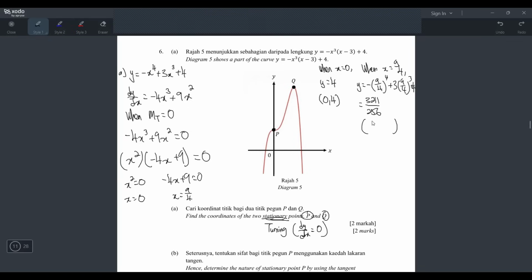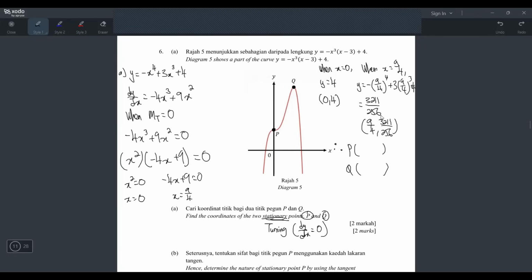So what is the second turning point? 9/4, comma 3211 over 256, right? But if you read the question, they want you to find the coordinates of stationary points P and Q. So I think I should write the P coordinate and then the Q coordinate like this. Then only they can give me full marks. So which one is P? What do you think? The 0, 4 or the other one?